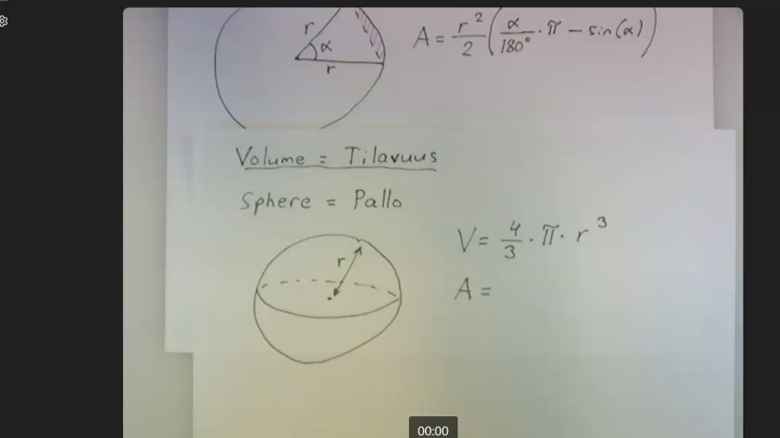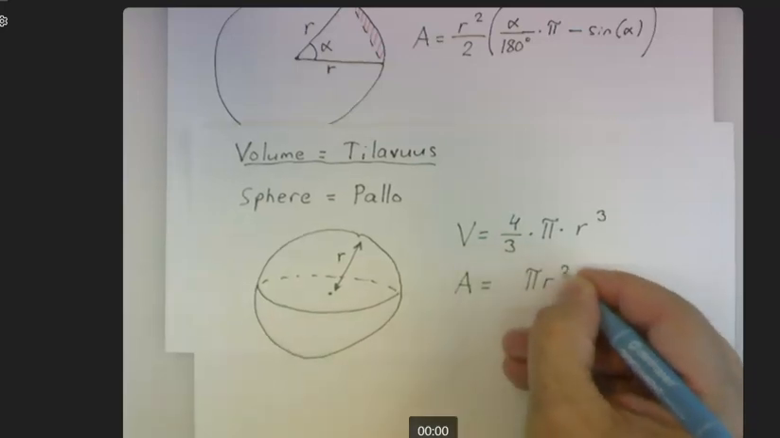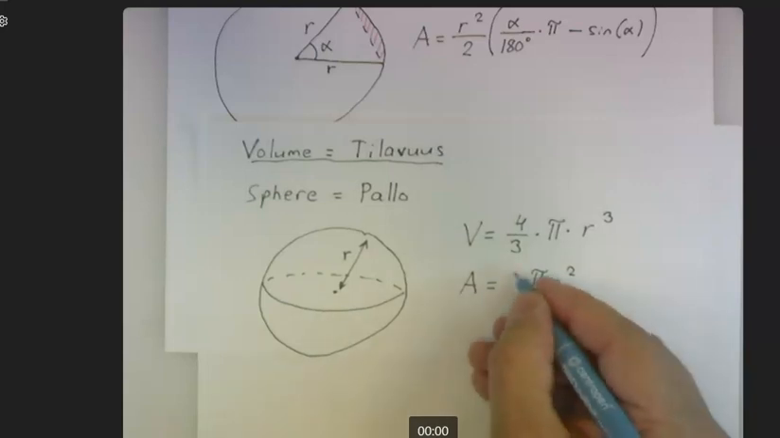It means if you want to paint the ball outside, what is the area of the surface of the ball? It is, I think, easier to remember than the volume formula. If you remember the formula for the area of the circle, it's pi r squared, and then you multiply it by 4.